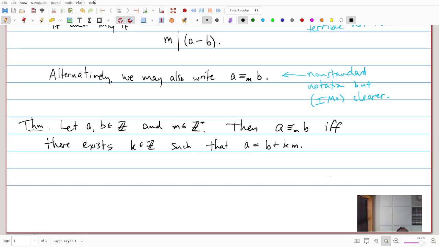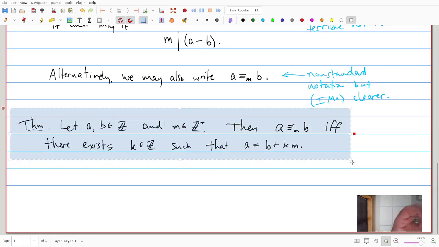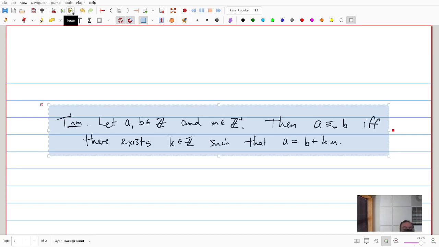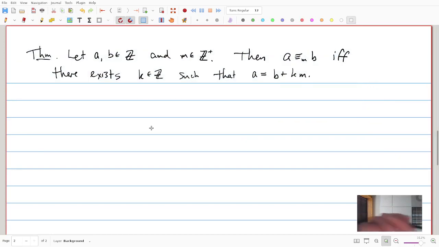So how would we prove this? Actually, what I think I'm gonna do is move it to the next page because I don't think I have quite enough space here.